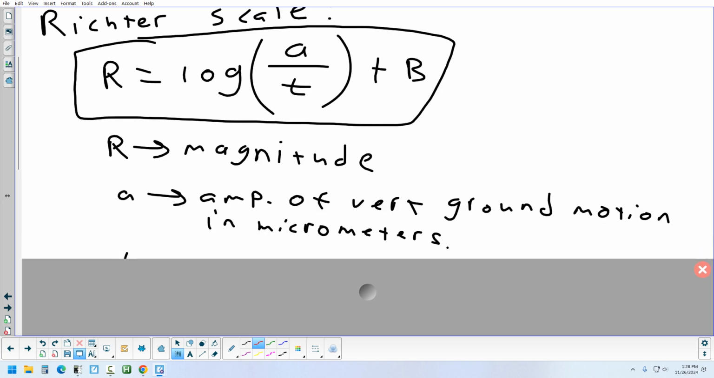The first thing you need to plug in is A. That's something they have a device to measure in an earthquake. It's the amplitude of the vertical ground motion, so basically how much the ground is moving up and down. It can be a very small amount, so it's measured in micrometers for a small earthquake. For a big earthquake, it could be a lot bigger.